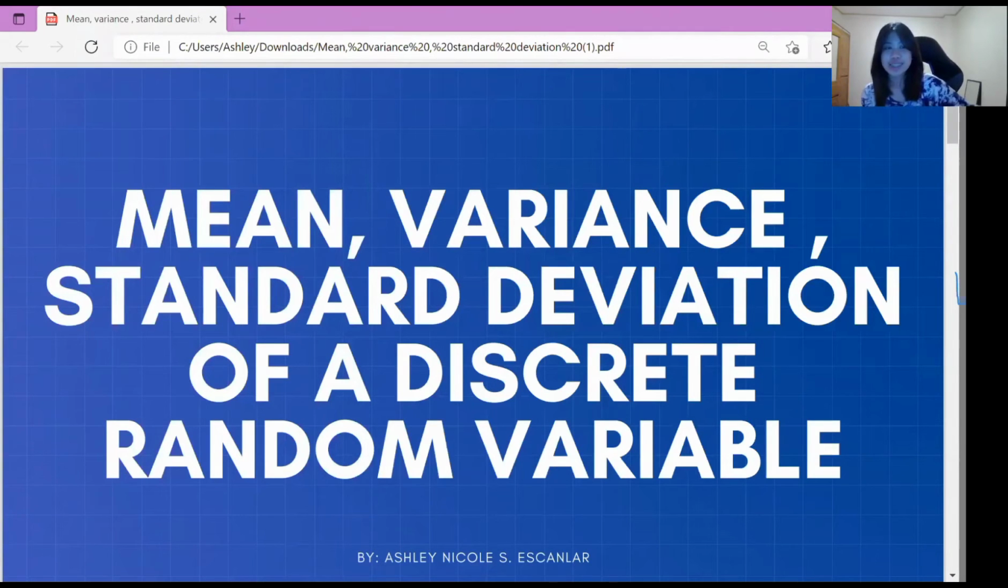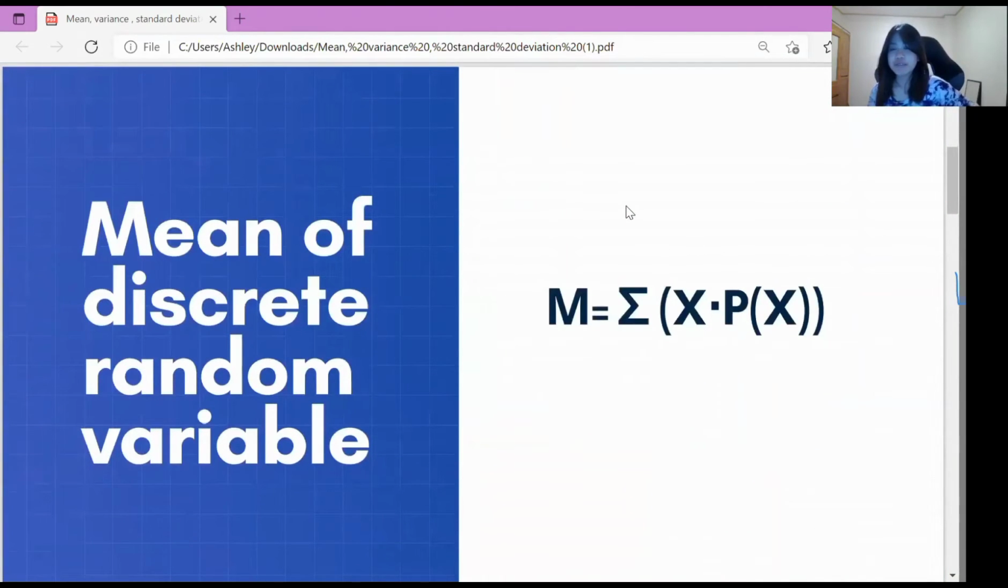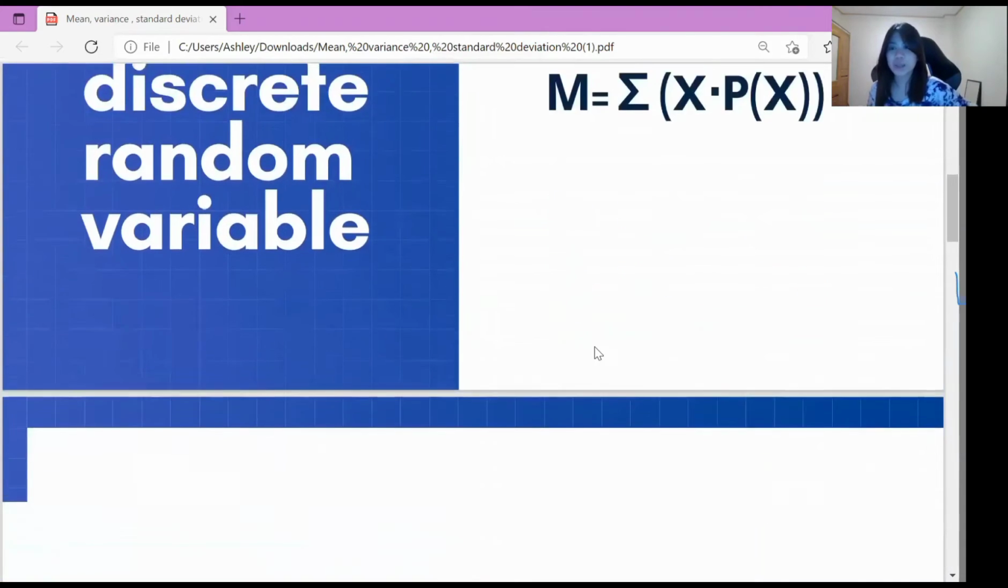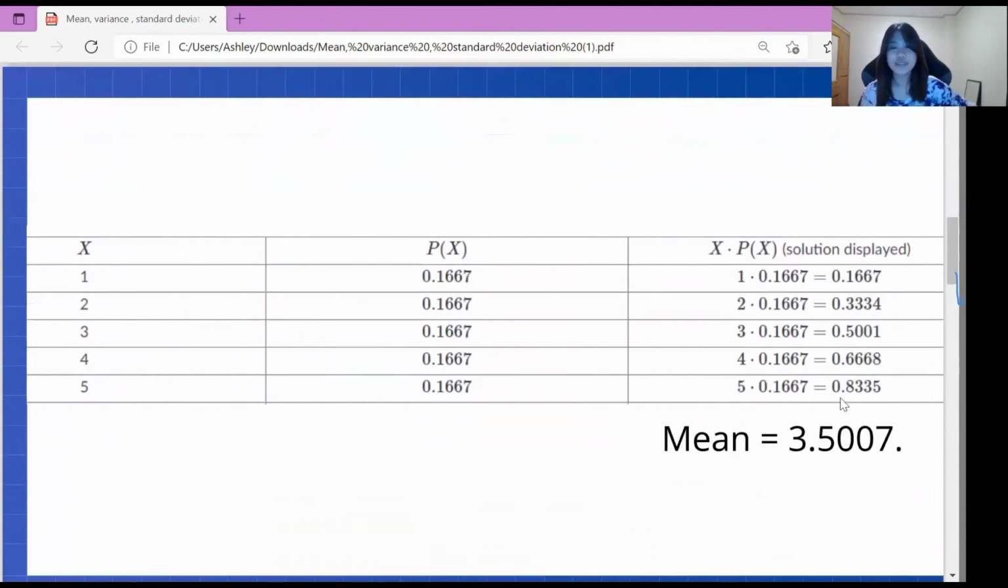Okay, so I will be discussing the mean, variance, and the standard deviation of a discrete random variable. So first we have the mean of a discrete random variable. We have here the formula, which is the mean equals the sum of the random variable x multiplied by the probability of x. So here we have the table.